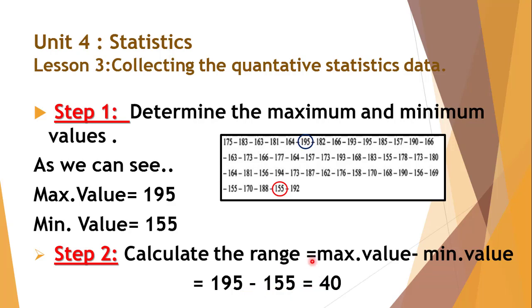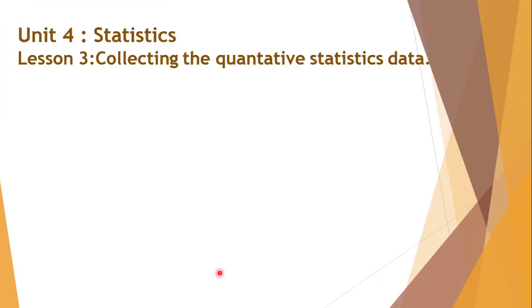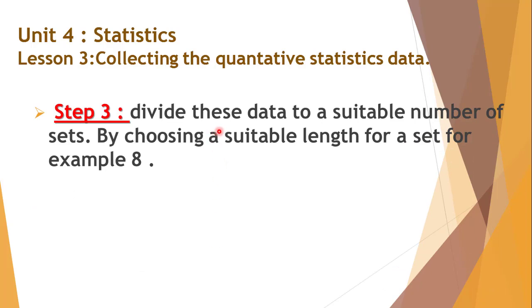So the first step, determine the maximum and minimum value. The second step, calculate the range. The range means the maximum value minus the minimum value. The result here is 40. The third step is to divide the data to a suitable number of sets by choosing a suitable length for a set. For example, in this case, I want to choose 8. So the set length will be 8.